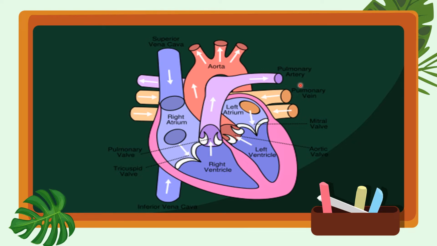After picking up oxygen, the blood travels back to the heart through the pulmonary veins into the left atrium, and it passes through the mitral valve, and it is pushed into the left ventricle and out to the body tissues through the aorta. It will now supply the oxygen and nutrients to our body.